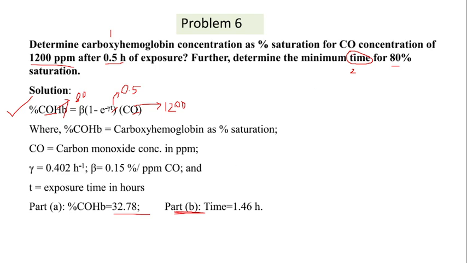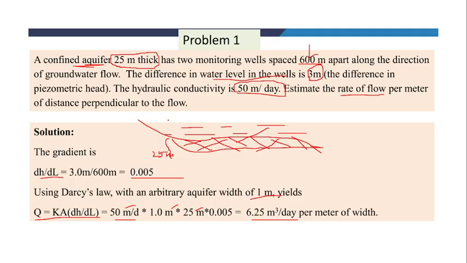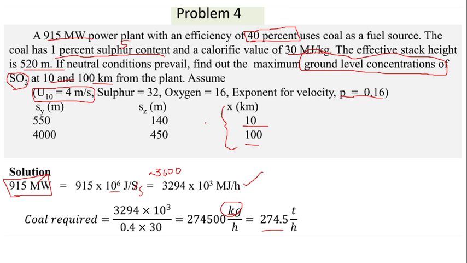And again, this is one air pollution related problem which calculates the percentage COHb. By using this equation, the problem can be solved to find the unknown percentage carboxyhemoglobin or the exposure time or the carbon monoxide concentration. Next one we have seen is to determine the flow rate. This problem uses Darcy's law to calculate the flow rate per meter of distance perpendicular to the flow. This is a confined aquifer water pollution related problem.